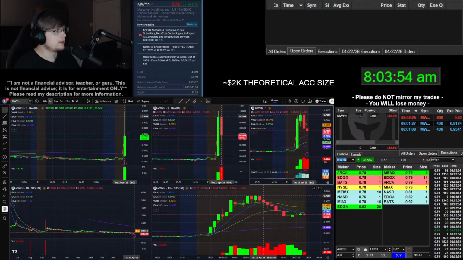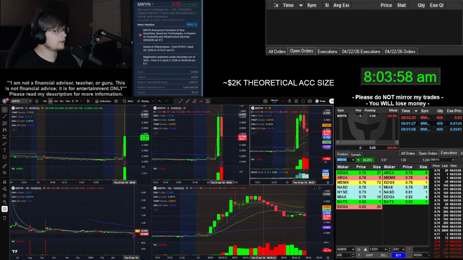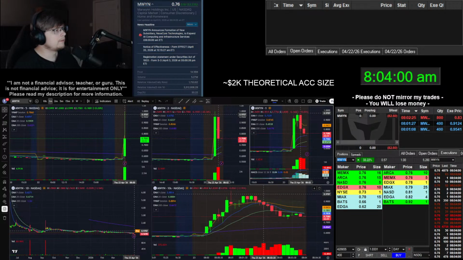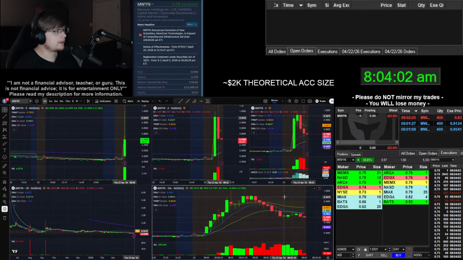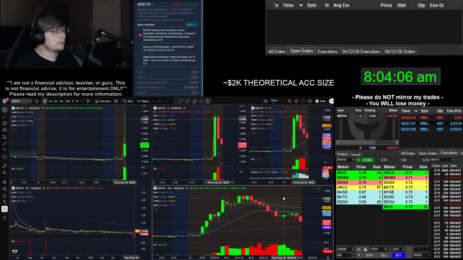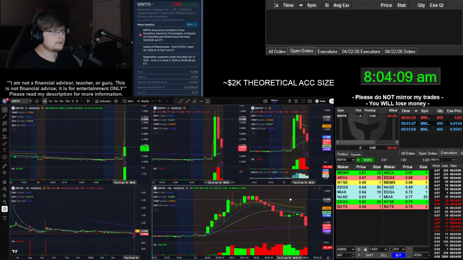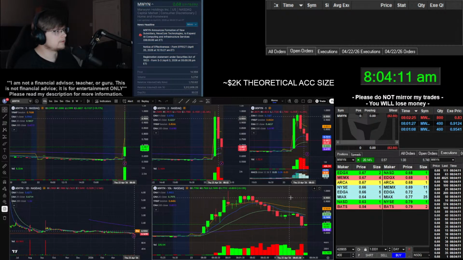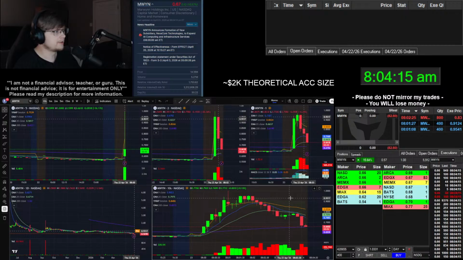I probably would have taken some profit at like 97, but then it ended up selling off. So I don't know, I haven't really been having too much success with these pennies. I'm probably not even going to trade them with real money. They seem a little bit too volatile for the amount of share size you have to take.